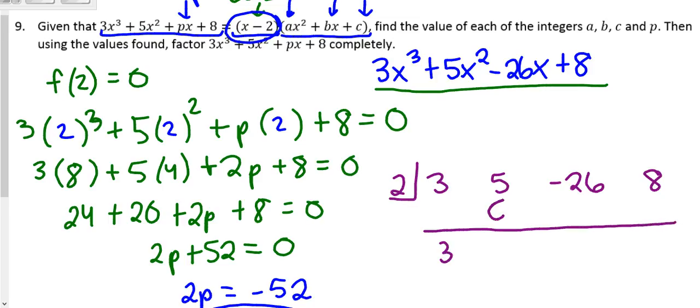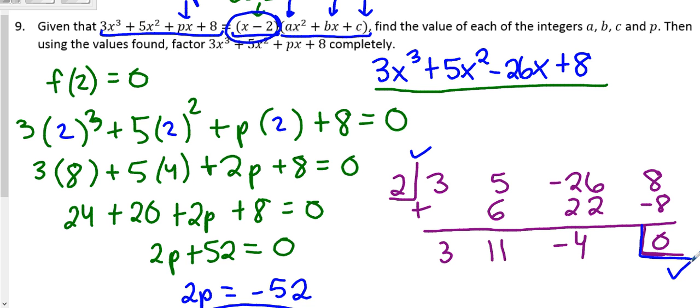2 times 3 is 6. 5 plus 6, remember we're adding, is 11. 2 times 11 is 22. Negative 26 plus 22 is going to give us a negative 4. 2 times negative 4 is negative 8. 8 minus 8 is 0. So remember that last number in synthetic division is our remainder. If you did not get a remainder of 0, then you need to go back and check your work, because we knew that this was a factor, so we knew this was going to work.